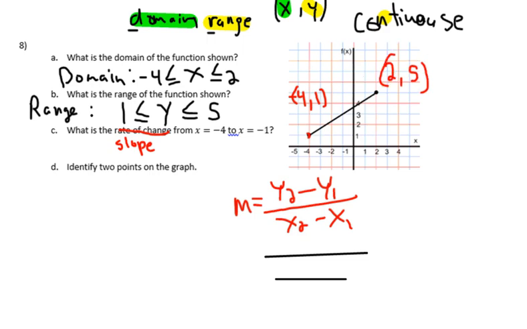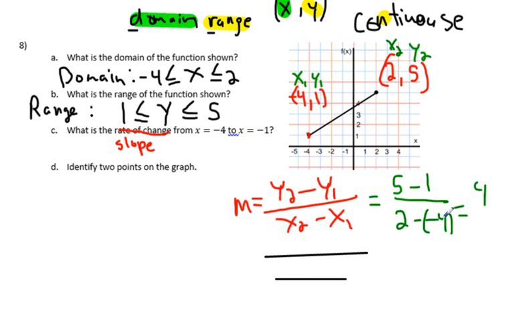So I'm just going to go ahead and call this the first point. So this is my x sub 1 and my y sub 1. This is my second point. This is my x sub 2 and my y sub 2. And I'm going to plug these into the slope formula. So y sub 2, which is 5, minus y sub 1, which is 1, divided by x sub 2, which is 2, minus x sub 1, which is -4. So 5 take away 1 is 4. 2 take away -4. When you're taking away a negative, it's like adding a positive. So 2 plus 4 is 6. So this is 4/6. And simplified, it's 2/3.